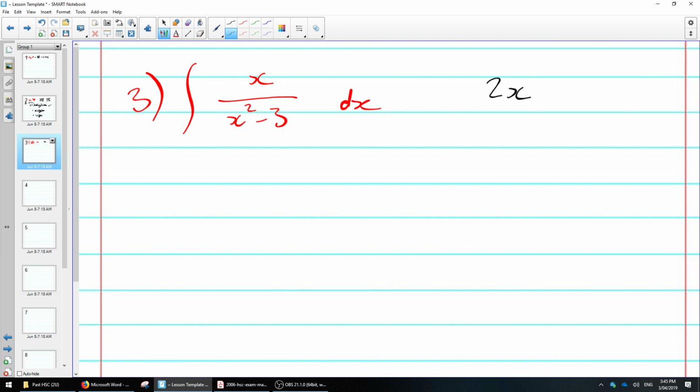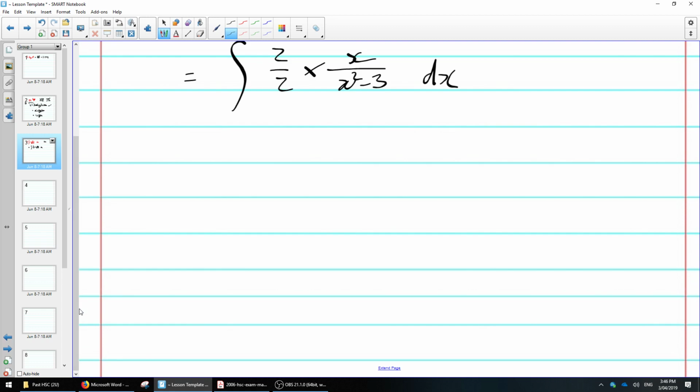Well, not the half thing. Yeah, 2 over 2. So we're going to do 2 over 2 times x squared minus 3. And so now what we want to do is bring that 2 on the top over, but we're going to leave the bottom as it is. We don't want to change the bottom. So we're going to have half times 2x over x squared minus 3 dx.